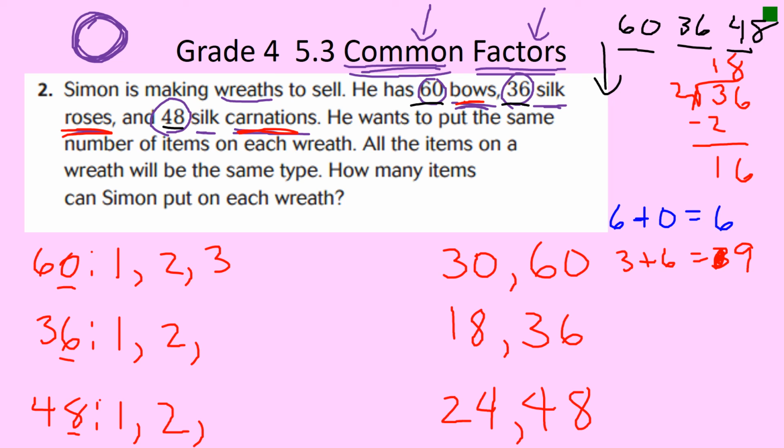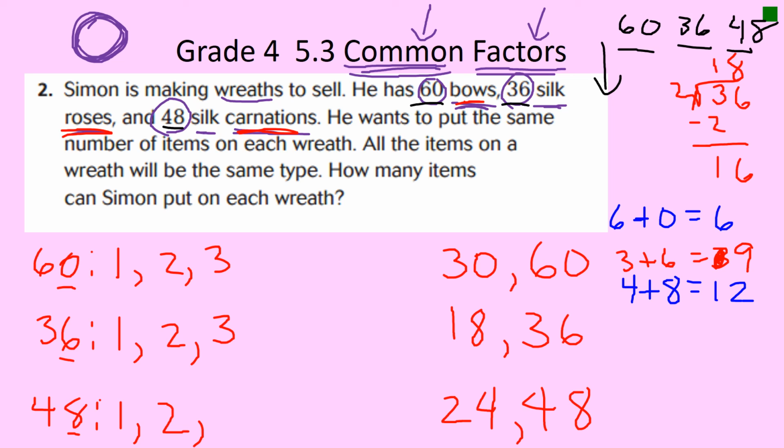And what do you say to yourself? Is 9 divisible by 3? It is. So is 36 divisible by 3? Yes. Now let's do the same for 48. 4 plus 8 equals 8, 9, 10, 11, 12. 12. So you ask yourself, is 12 divisible by 3? Let me see.